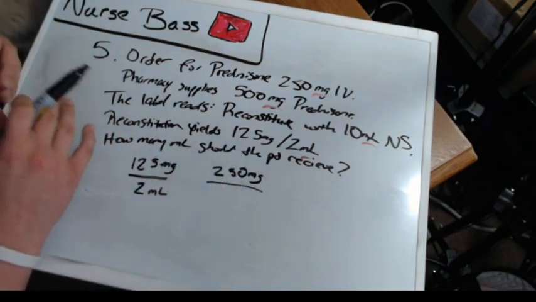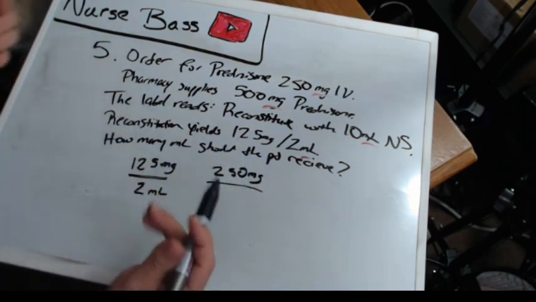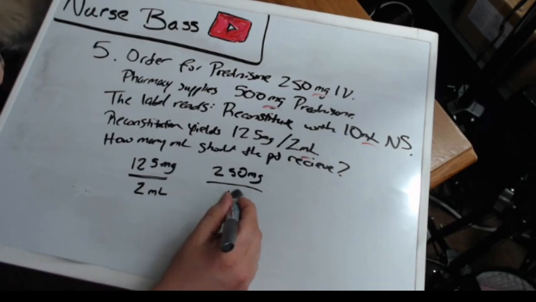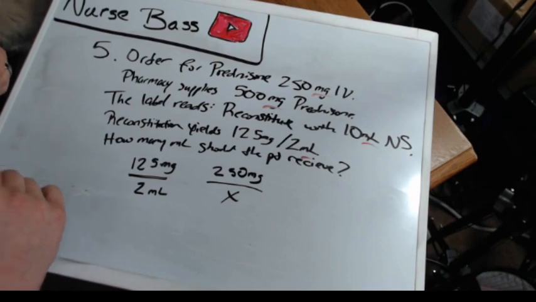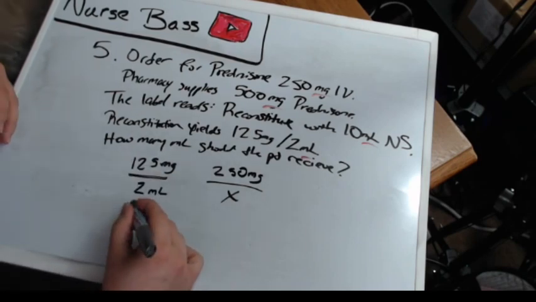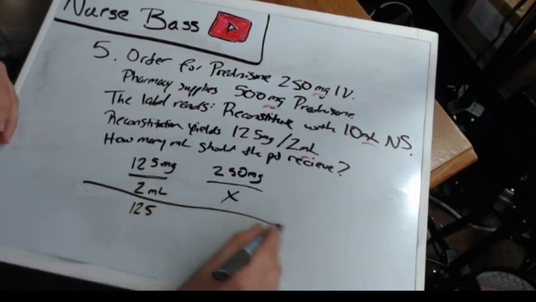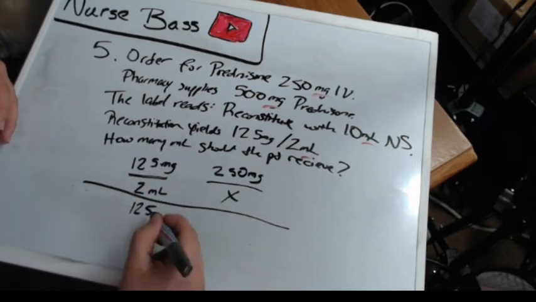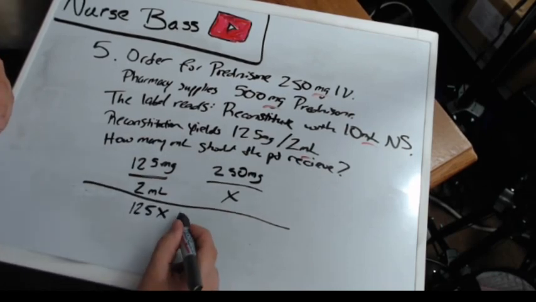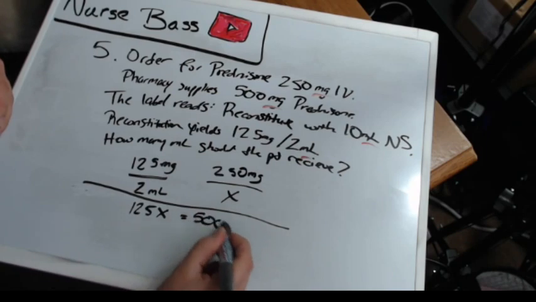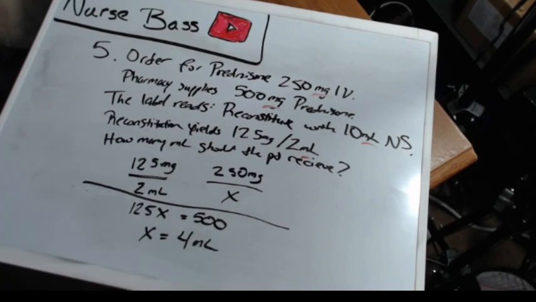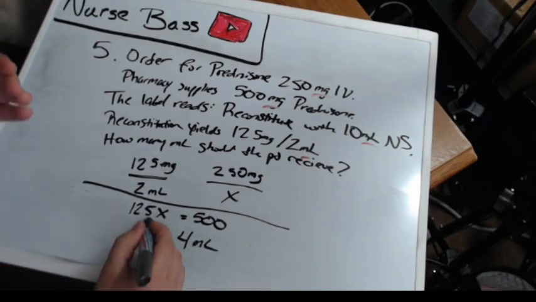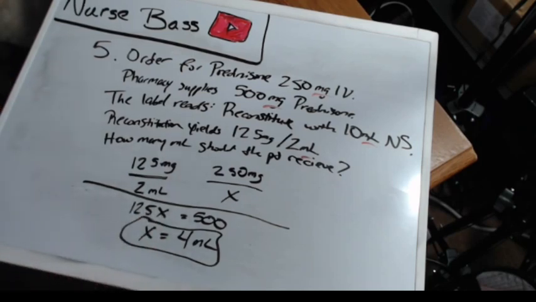This is indeed still a simple conversion question, right? Milligrams is on top. The unknown milliliters is on the bottom. Cross multiply. 125 times x equals 500, x equals 4 milliliters. And there is your answer.